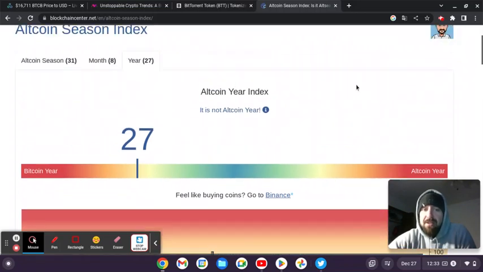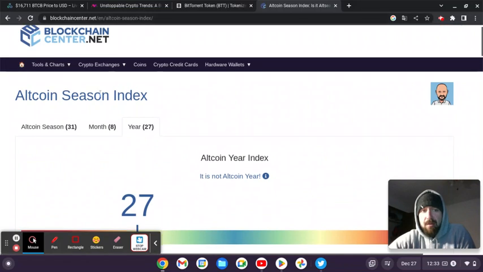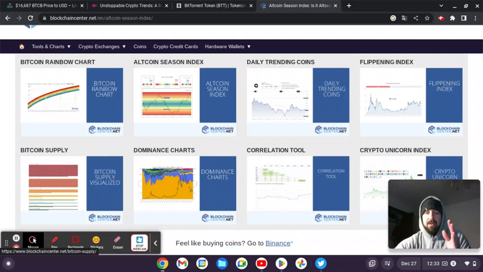So, anyways, if y'all are interested, come check this out. It's blockchaincenter.net. Great site to check out all of the indices, supply. Check out the Bitcoin supply, everything that you need to do your own charting. So, check all of that out.